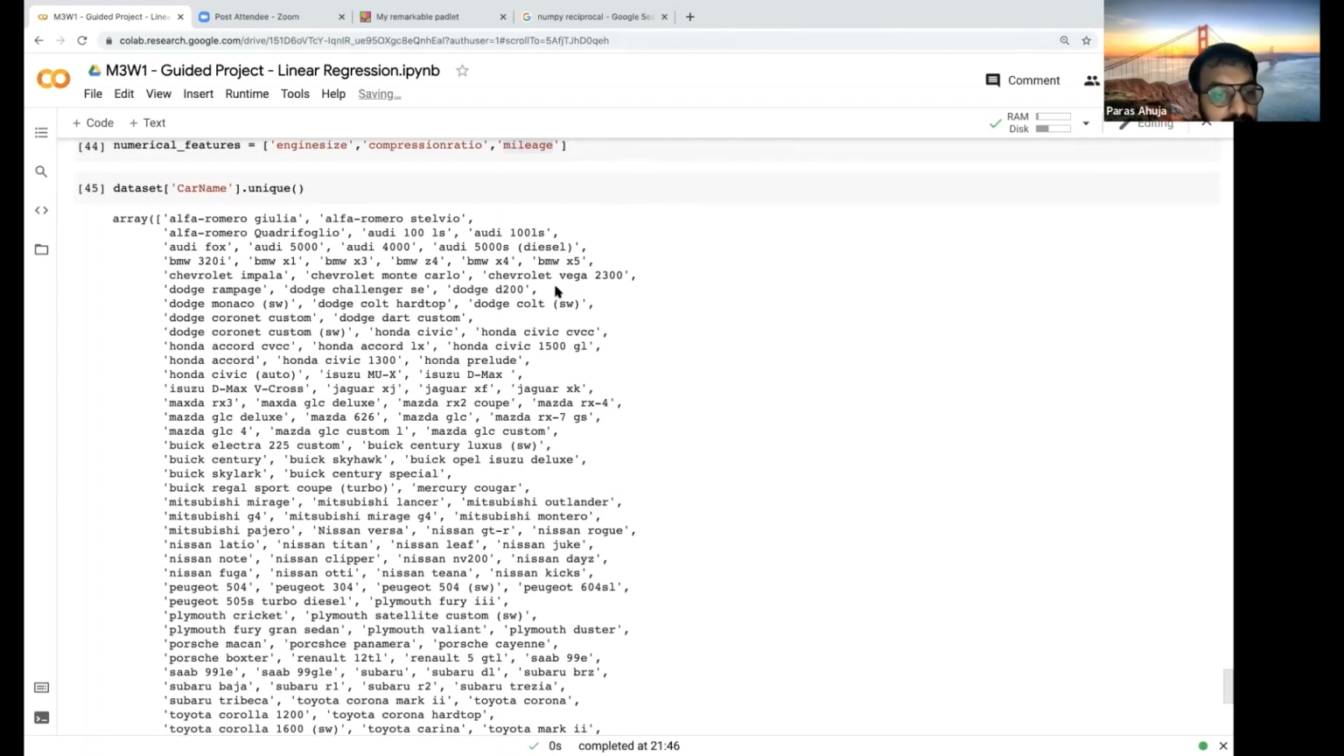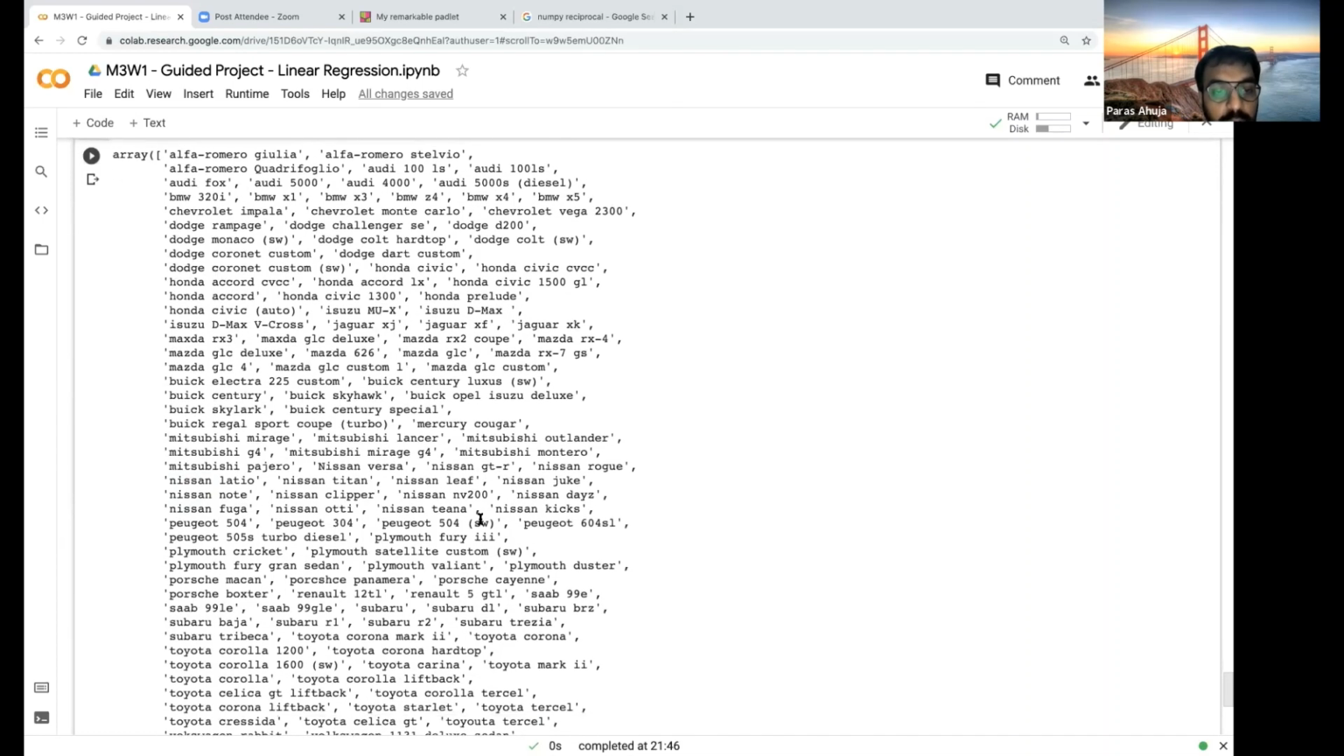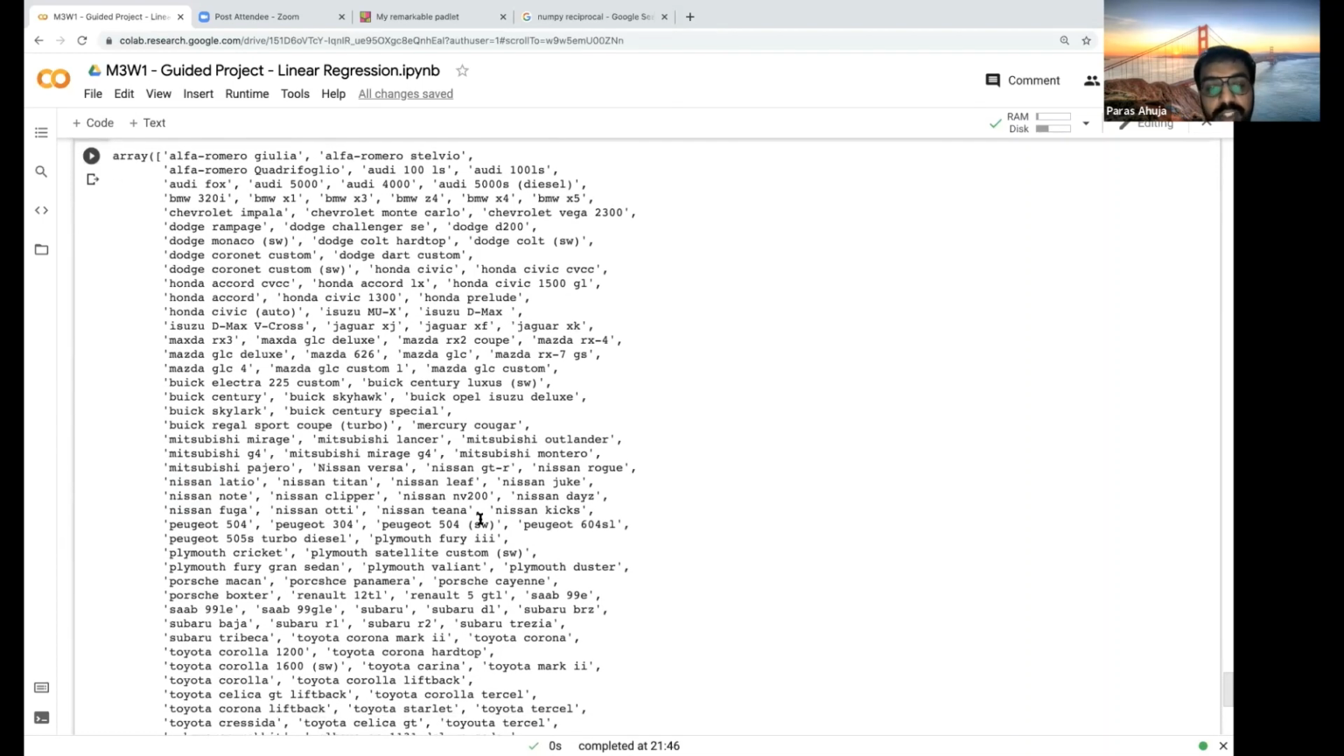But these car names directly will not have an impact, but these cars have some intrinsic properties. There are some groups, right? So Nissan has different models, like Nissan Latio, Nissan Titan, Nissan Leaf, Nissan Juke. So can we take Nissan as a group, and that impacts our price?